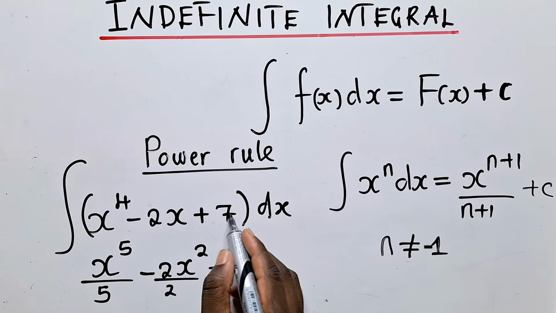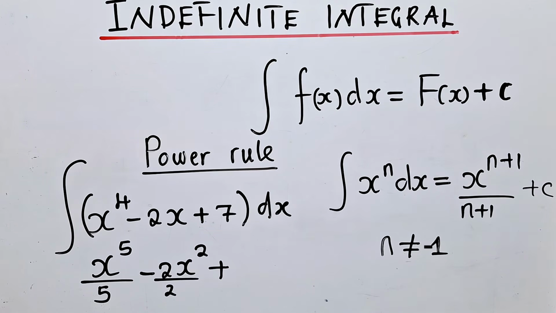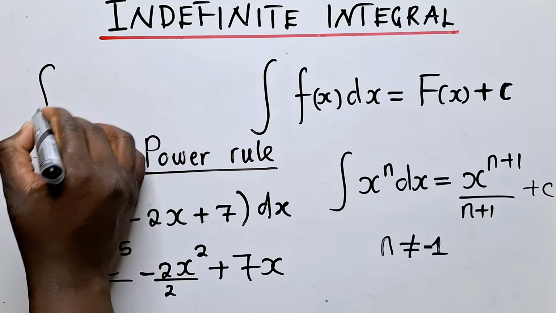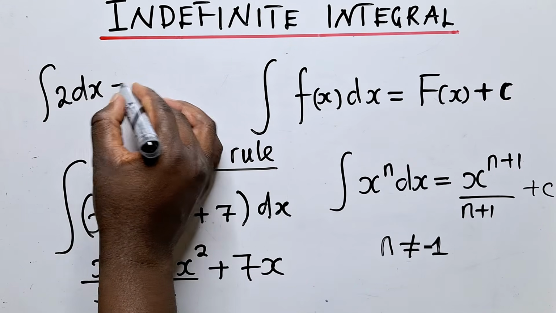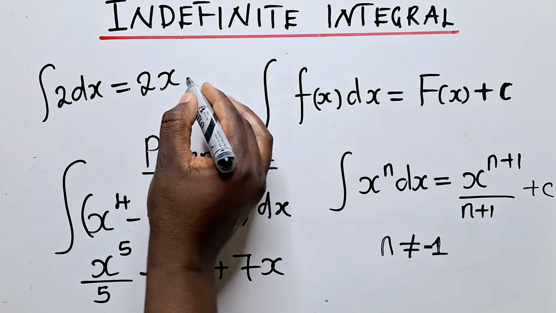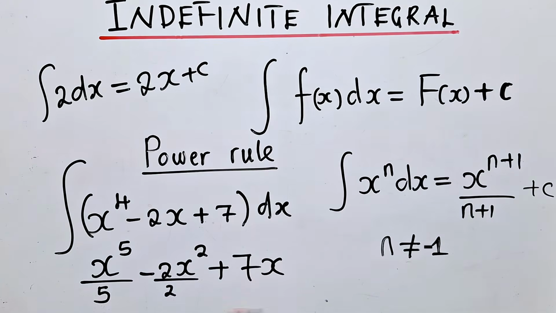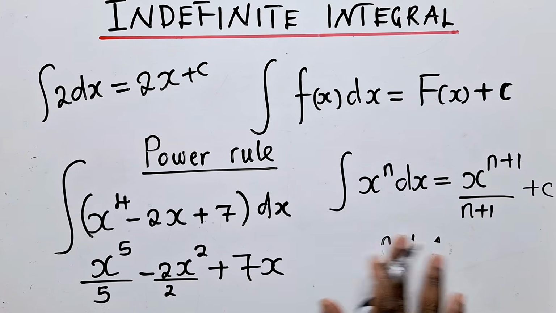Then we say plus, this is a 7. 7 is a constant. There is no letter here. For the constant, we always write that same number with respect to x, meaning you write the x after this number. For example, if you've got the integral of 2 with respect to x, this is a constant, so the integral of the constant will just be 2x plus c, you see? So this is what I've done. 7 is now 7x. So we can simplify further.